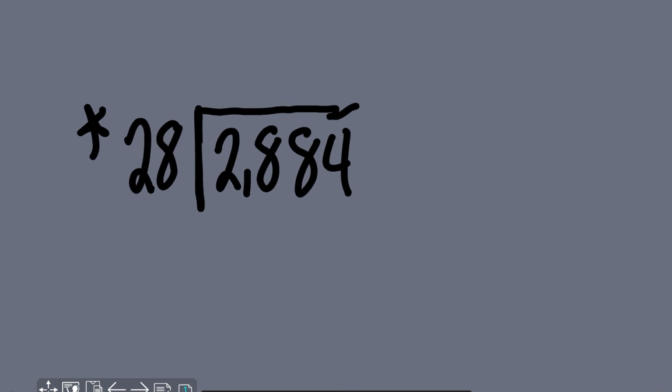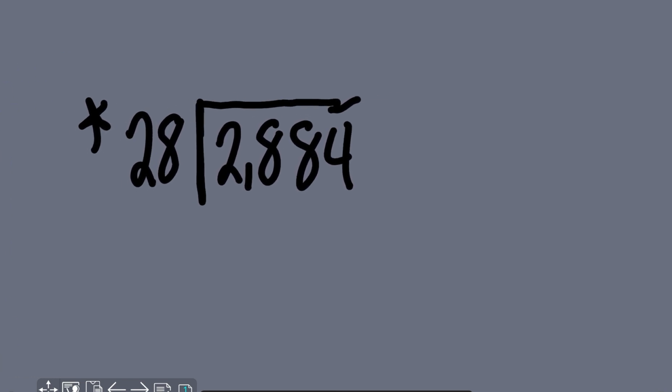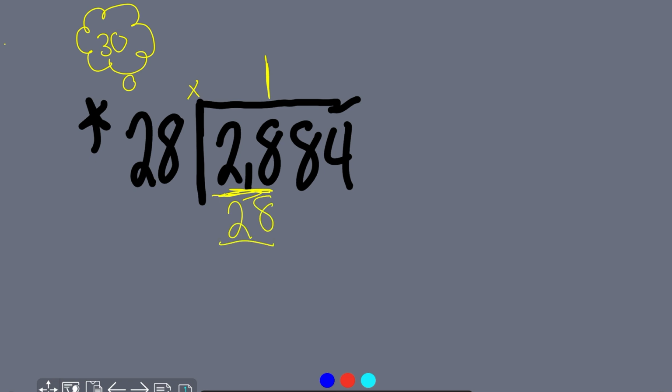And this last one is 28 into 2,884. Now I can skip count by 30 with this, and that would probably be my best option if I need to skip count by anything. But looking here, I can use my 28 for this problem. Can 28 go into 2? No. Can 28 go into 28? Yes. It can go in there one time. 1 times 28 is 28. I subtract these two numbers and I get 0. I bring down my 8.